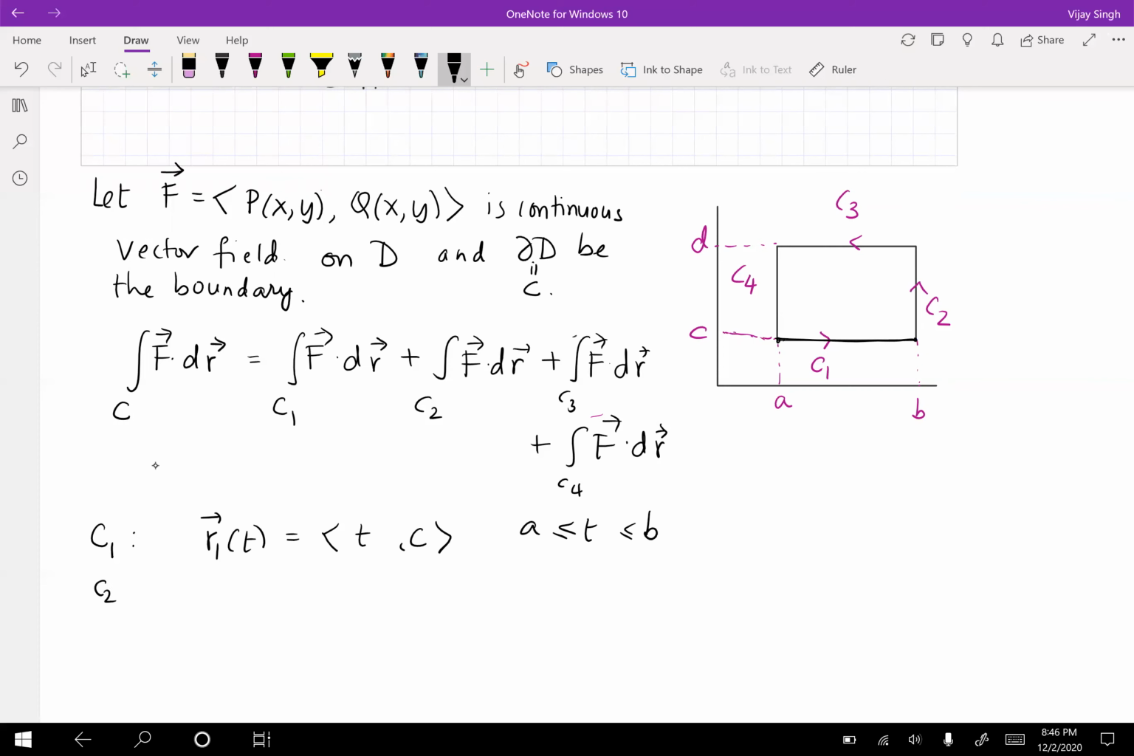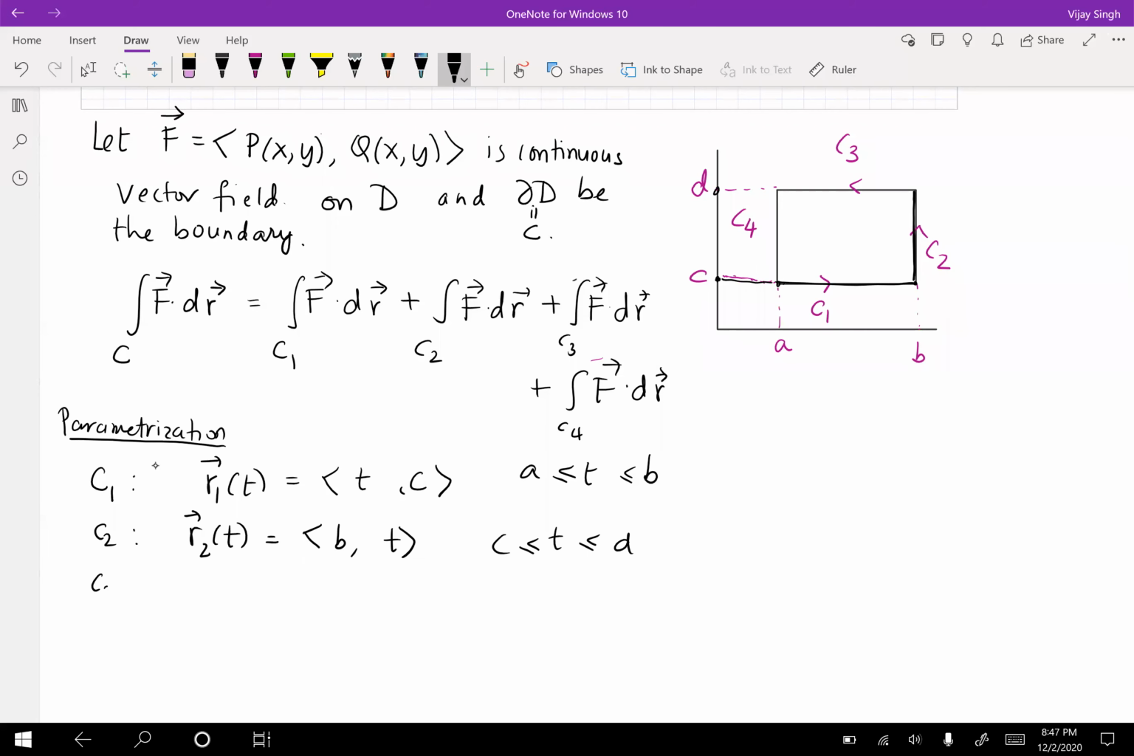Similarly, you have the C2 parameterization. So let's write down the parameterizations. C2 is this curve here. C2 can be given by R2(t), which is essentially your x fixed as b, and we get y to be t, and t goes from, again, c to d.